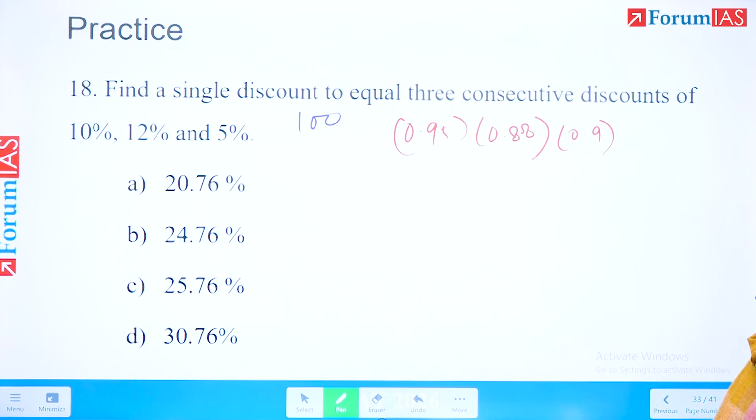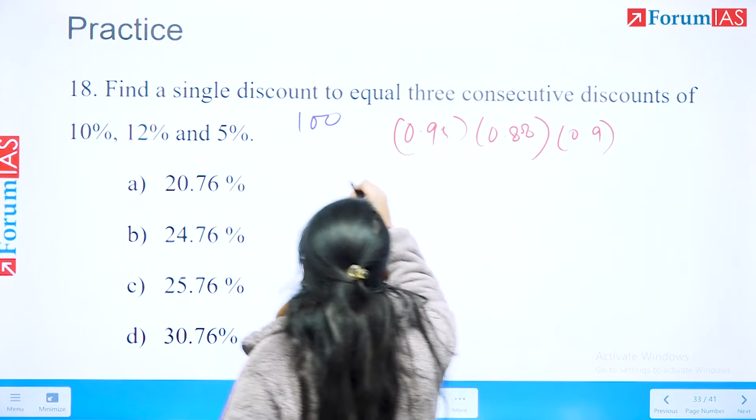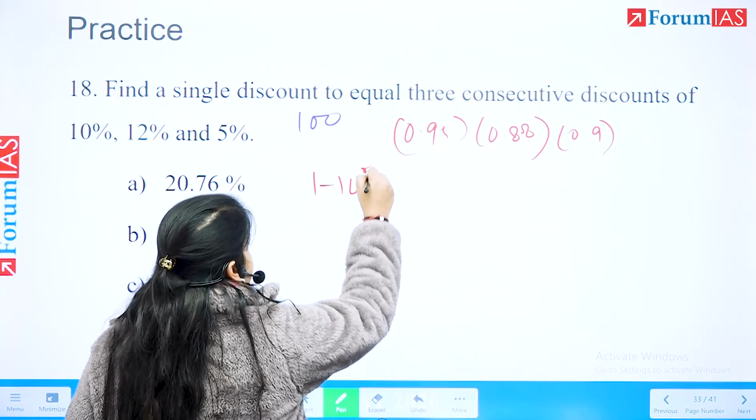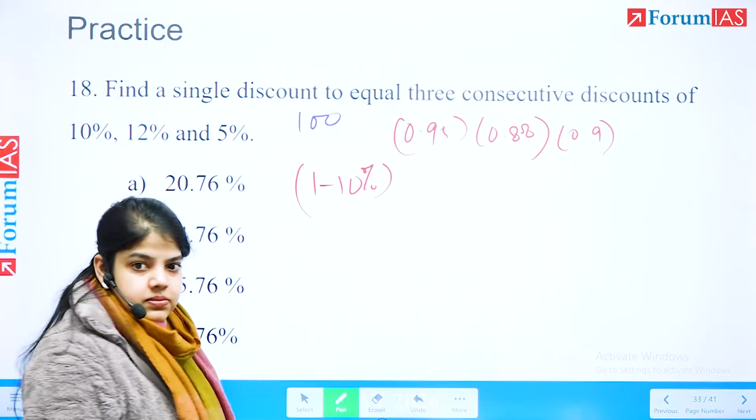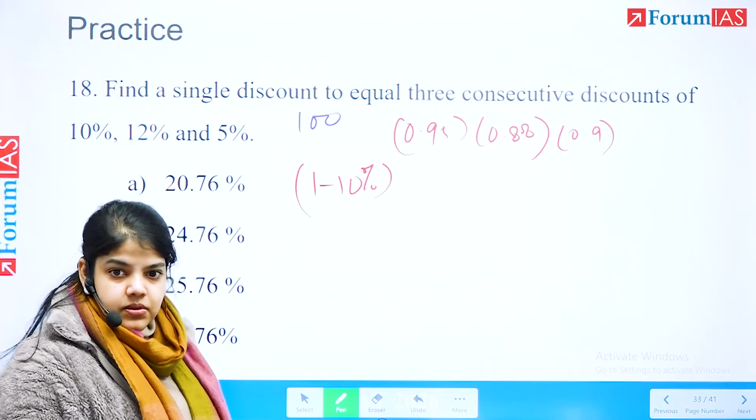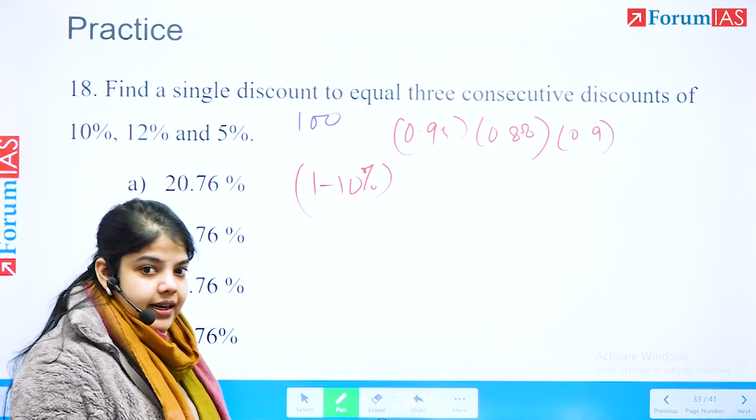Find a single discount to equal 3 consecutive discounts. Two ways of doing it. First, we've already done in successive discount. That 1 minus 10%. नहीं, consecutive.